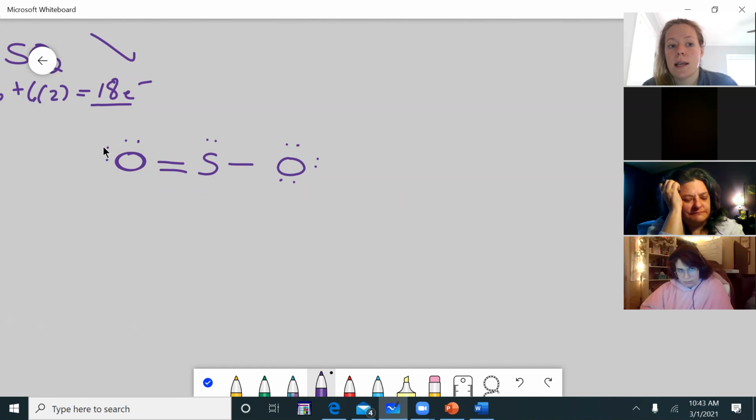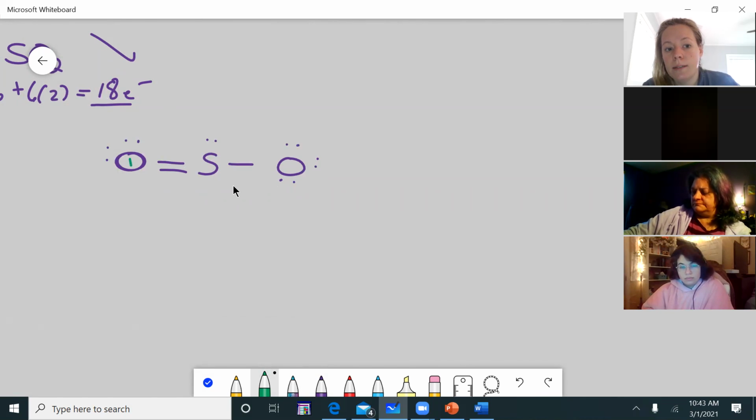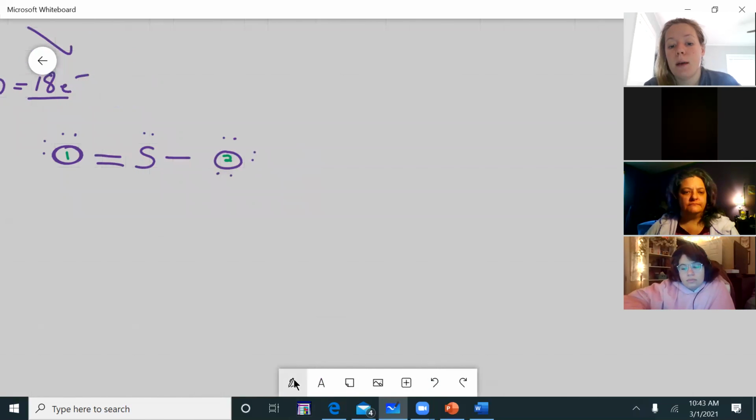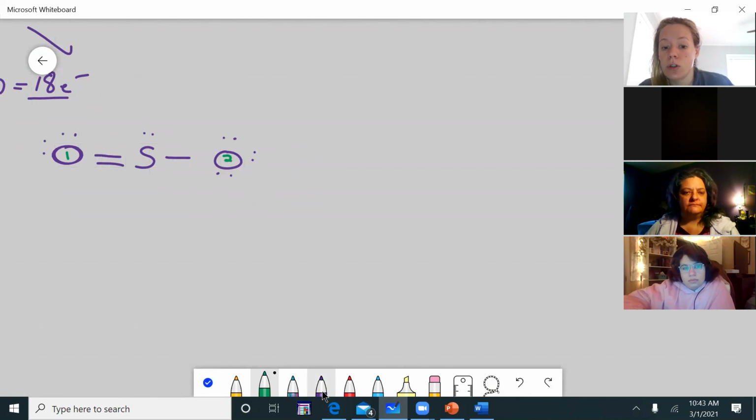So this oxygen has access to 2, 4, 6, 8. This oxygen has 2, 4, 6, 8. This sulfur has access to 2, 4, 6, 8. Everybody has 8 electrons, and there are 18 electrons on the board. Now, the reason that this is a little bit different is because if I consider this to be oxygen 1 and this to be oxygen 2, instead of putting the double bond off of oxygen 1, could I have put the double bond off of oxygen 2?